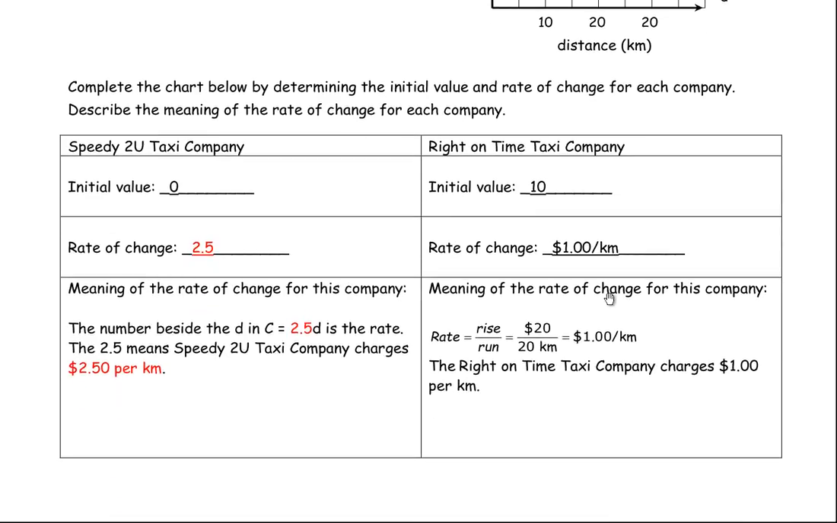So the meaning of the rate of change for the Right on Time taxi company is that rate is how much they're charging per kilometer, because it's dollars per kilometer. The Speedy to U, of course, was the 2.50. They're charging $2.50 per kilometer. That's the meaning of their rate.